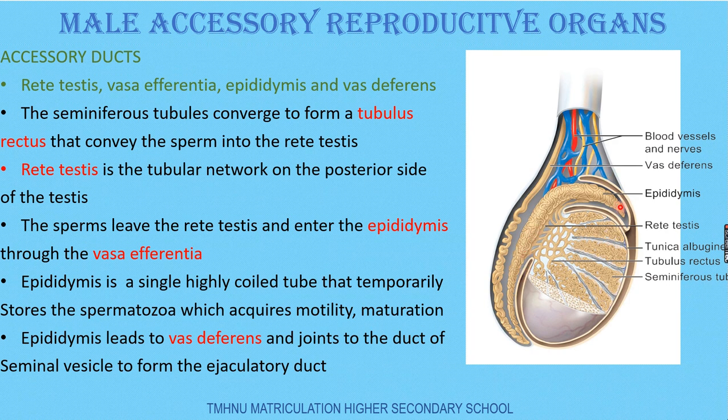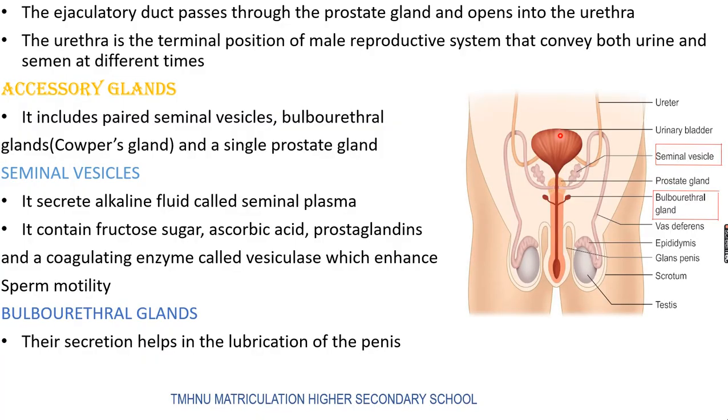The sperms are transported to the epididymis, stored, and matured here. After maturation, they are transported by means of the vas deferens, and then through the seminal vesicle into the ejaculatory duct.